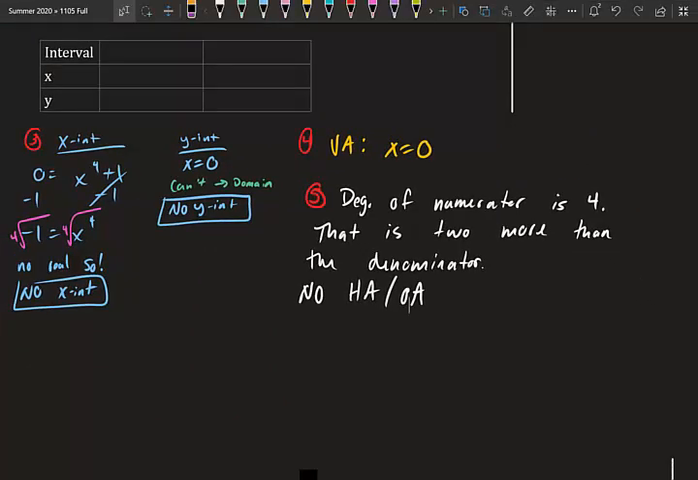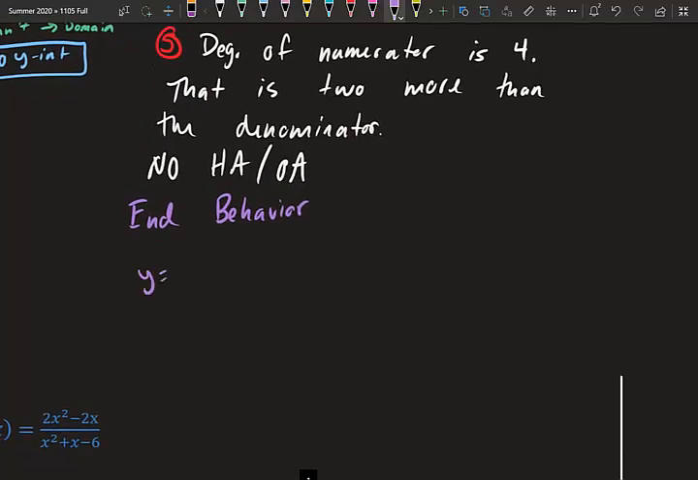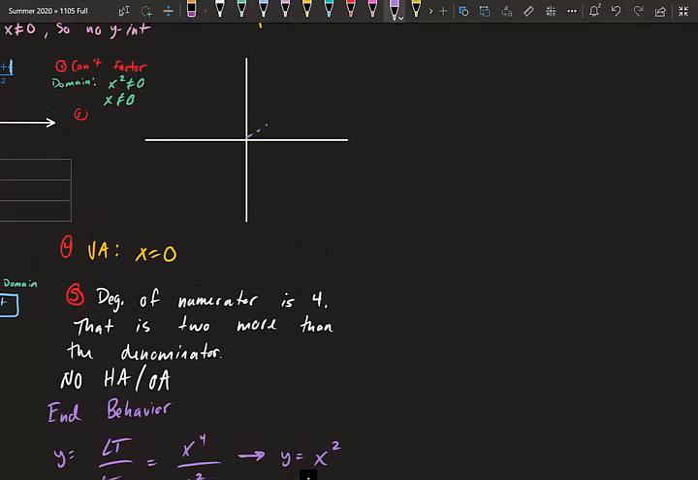We can find this, and we're very thankful that we can: end behavior. So this is a really good example why we should know how to find end behavior. So end behavior, remember, it's leading term over leading term. So x to the 4th over x squared, which simplifies down to y equals x squared. So if I'm just going to draw that with dotted lines, y equals x squared, it looks like this. That's y equals x squared.